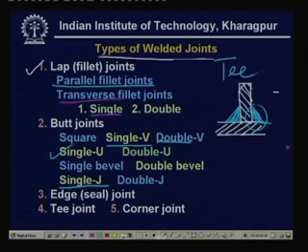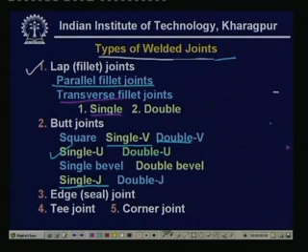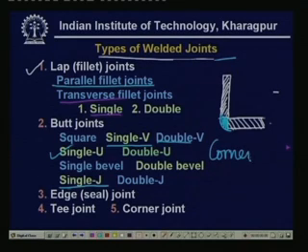We also have the corner joint. So, this is one metal which is to be now joined to the other, and we apply weld here. So, this is the corner joint. So, these are roughly the types of welded joints.